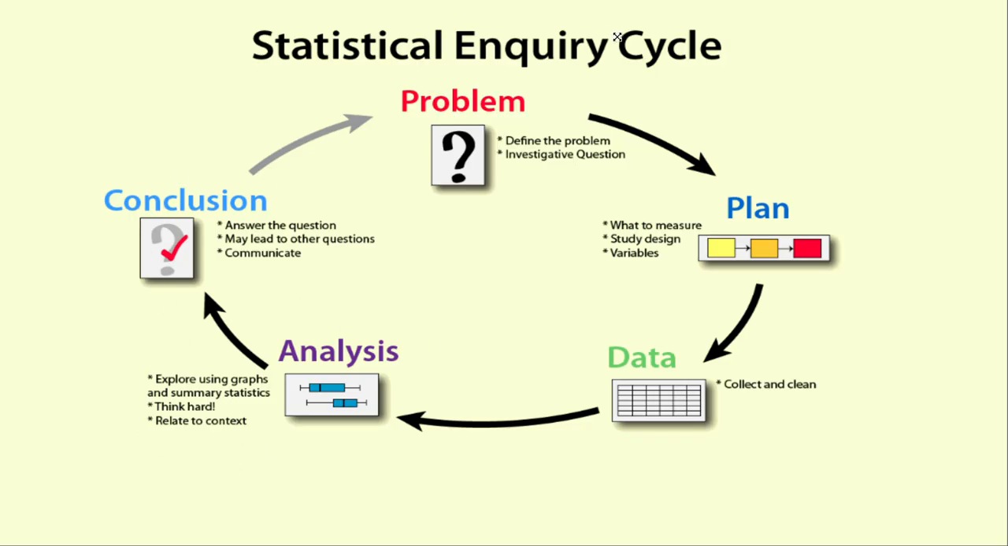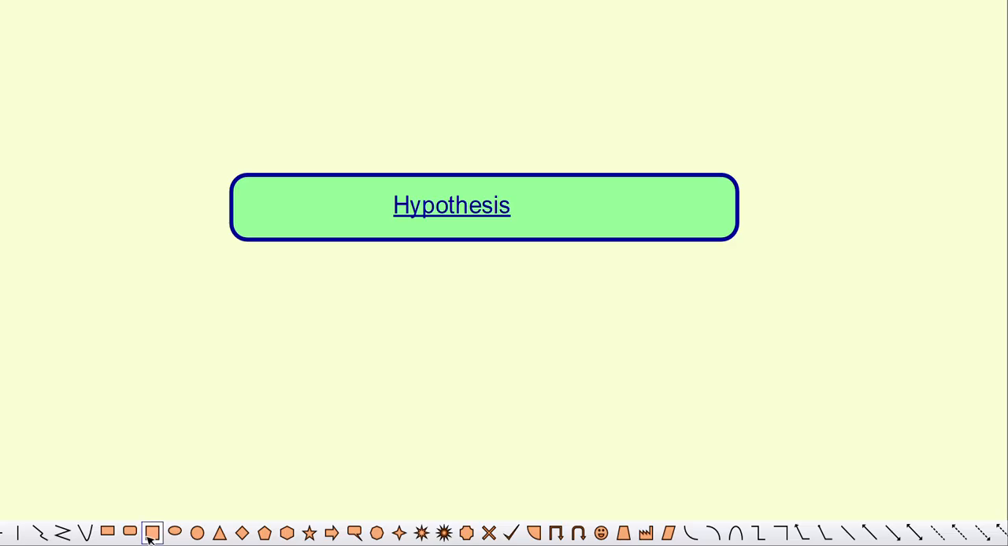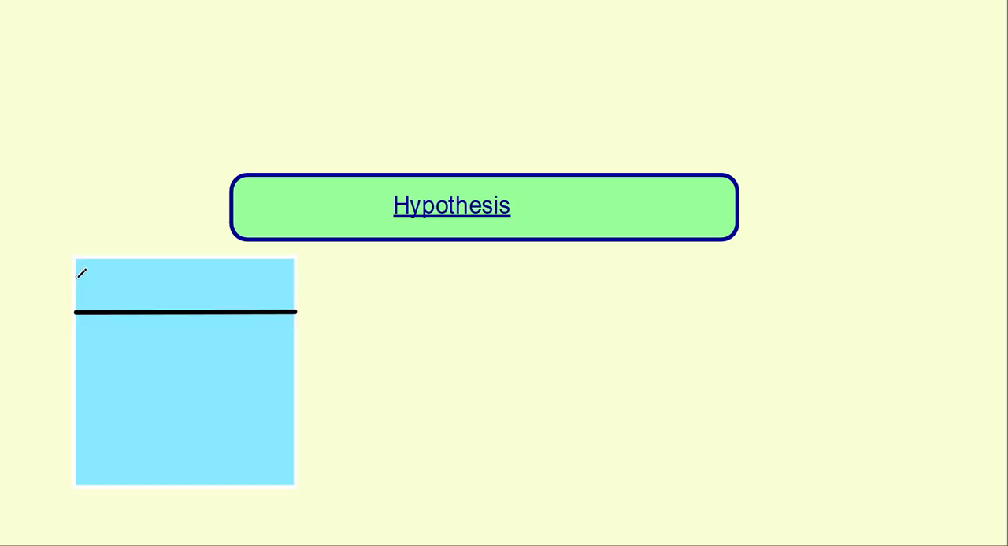Now, the statistical inquiry problem cycle starts right at the top, really, within the problem. It's a statement that predicts the outcome of an experiment. So get that written down on a flashcard to start with, please. So a hypothesis: a statement that predicts the outcome of an investigation.